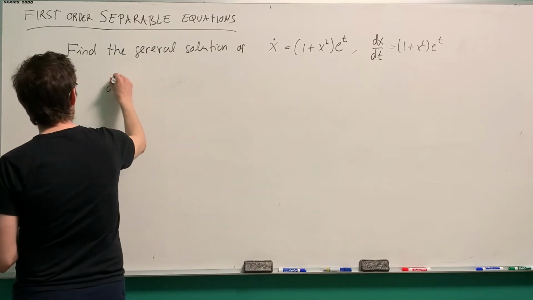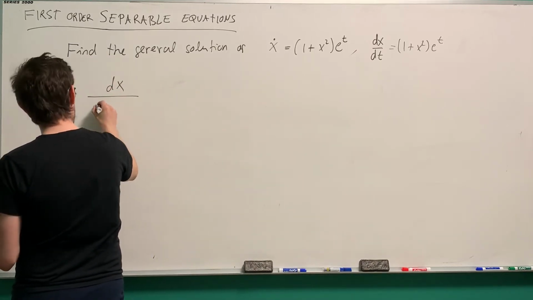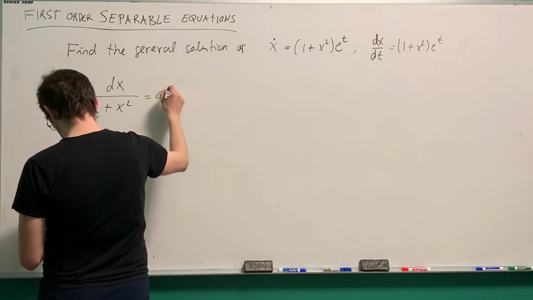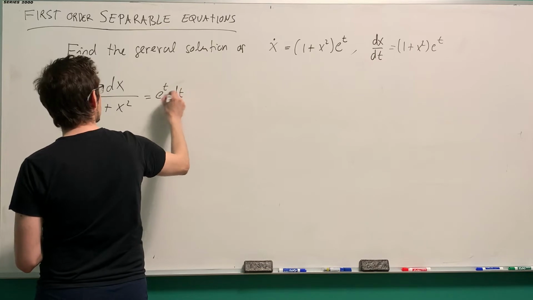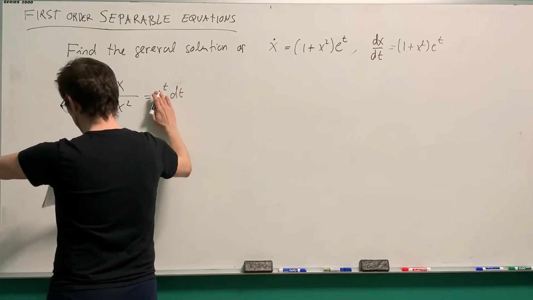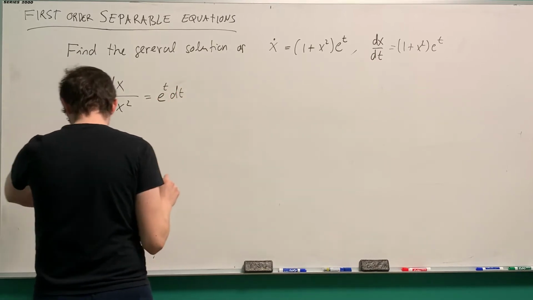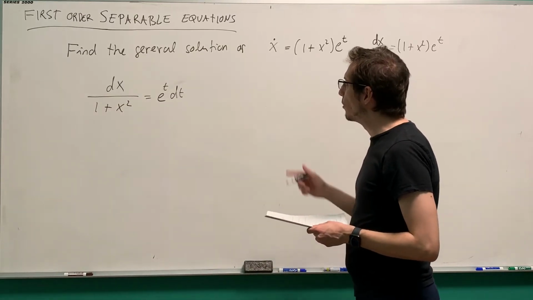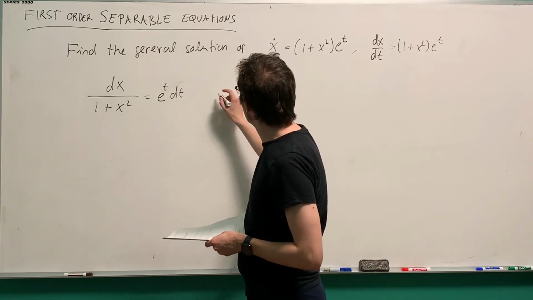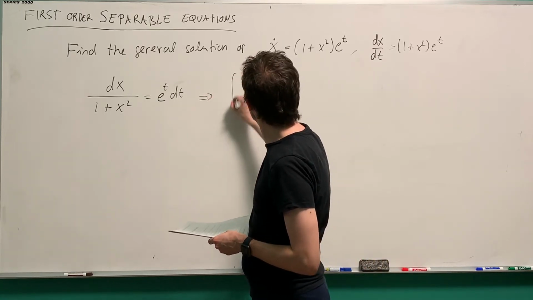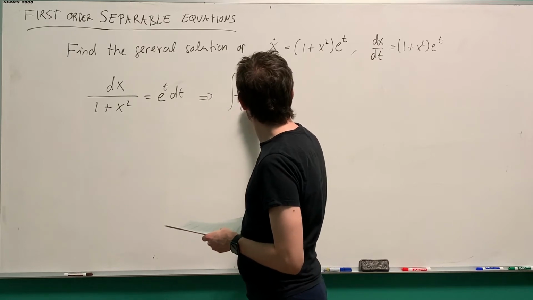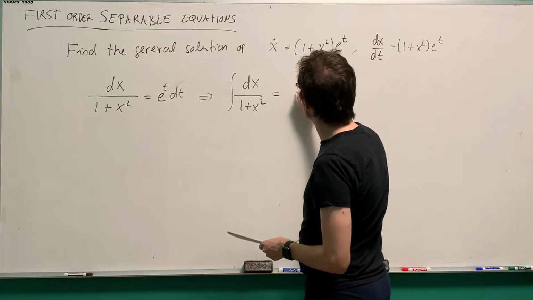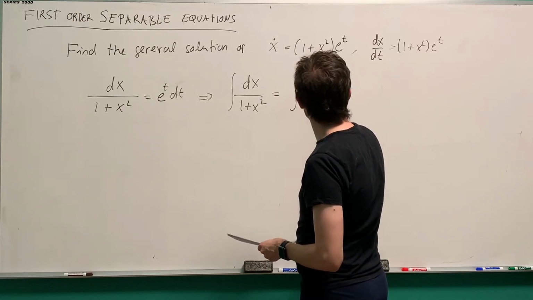So I get this thing, dx over 1 plus x squared equals e to the t dt. I'm doing the fast way. All right. Now, we integrate both sides. If we integrate both sides, we get the integral of dx over 1 plus x squared equals the integral of e to the t dt.